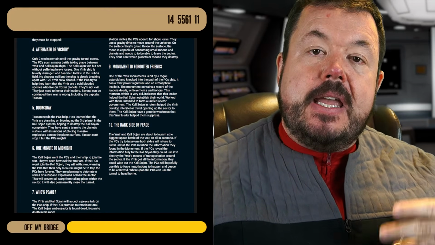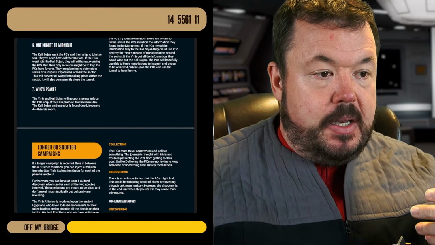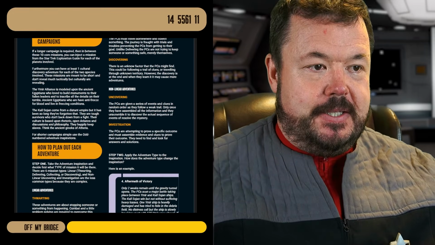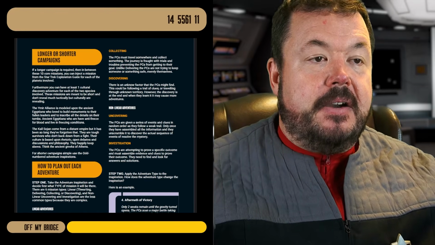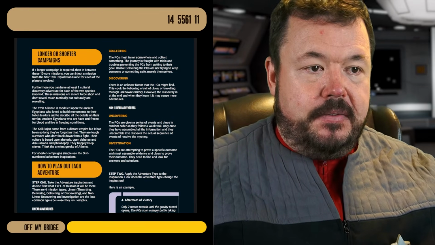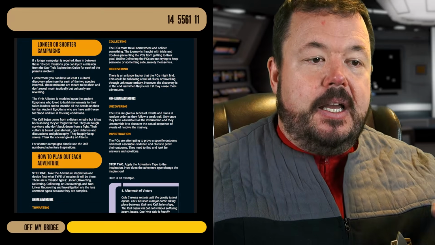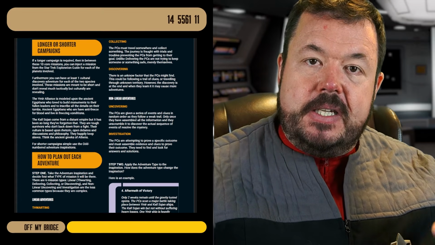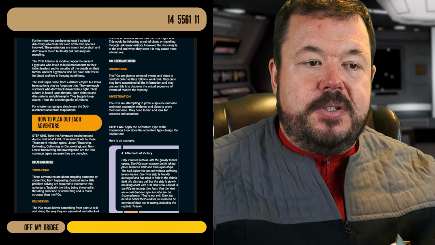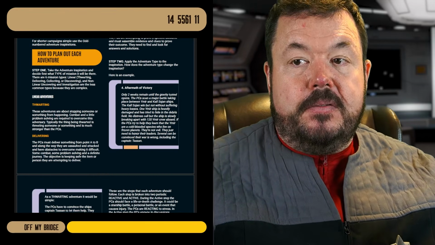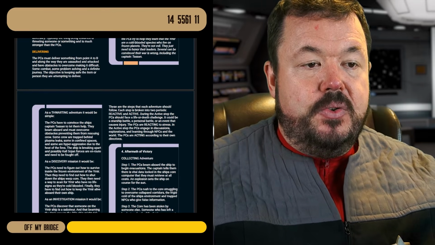And then you take any one of these and you apply the adventure types to it, which is what I've written out here. Thwarting, delivering, discovering, collecting, uncovering, investigation. However you want to play it out, I've given a little bit of a write-up, in case you don't remember what they are, as to how to apply them to the adventure. And then there's an example of how you actually apply it to the adventure.